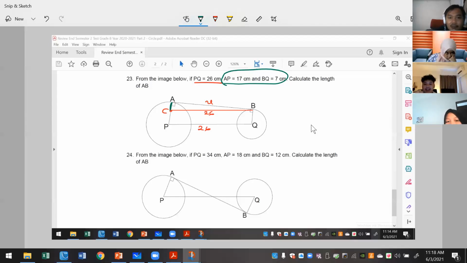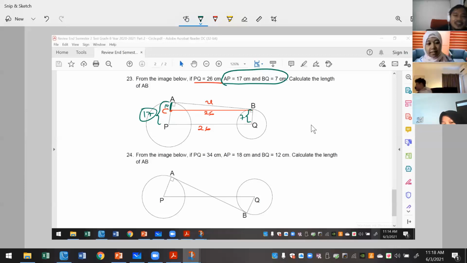Because we know that AP is 17, right? From here to here is 17. From here to here is 7. Right? So, what is the result? Yeah, 10. 10, right? So this is going to be 10. Why is it 10? Because you know 10 plus 7 is 17, right? Sorry, it's not to scale, yeah. Not to scale. But the concept is like that, yeah.